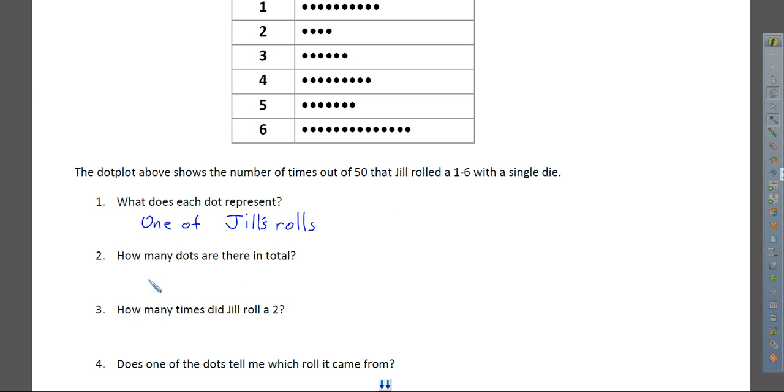How many dots are there in total? Well, we could go through and count all these, right? But if we look here, it just says out of 50, and up on the top you could see that it says 50 as well, but we could definitely count these up. Let's go ahead and count these up. 1, 2, 3, 4, 5, 6, 7, 8, 9, 10. 1, 2, 3, 4. 1, 2, 3, 4, 5, 6. Notice here we can go to 6, 7, 8, 9.